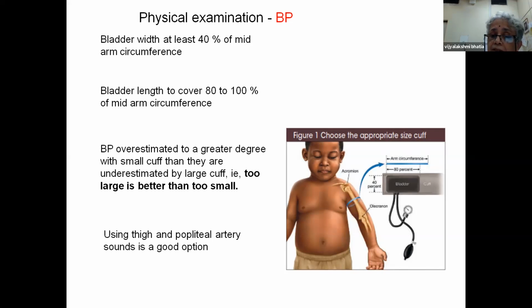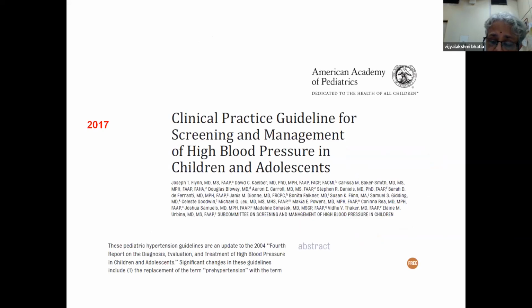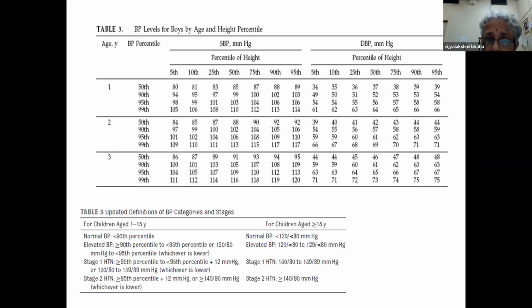Now, how to interpret the blood pressure which we get? Unlike in adults, where we have one figure, 120 by 80 or 130 by 90, in childhood, we have to look at the blood pressures as per centiles according to the gender, age, and height. Now, in 2017, the American Academy of Pediatrics and the American Heart Association have revised the interpretation of blood pressures. So we come to this chart, of course, from the older American Academy of Pediatrics publication, but I've slightly modified it to teach you the new definition.